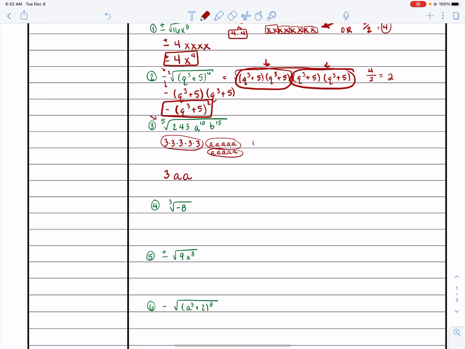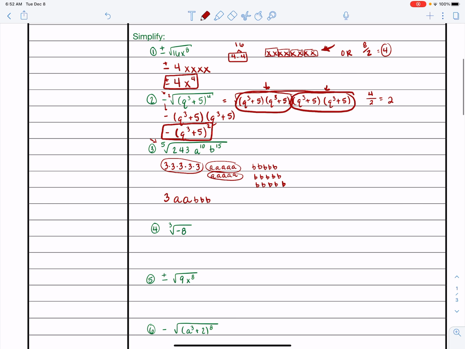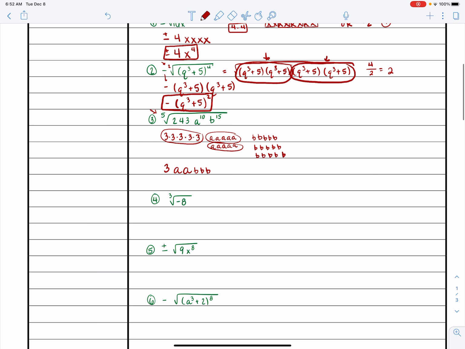Okay, so B's, I need to break them into 5s. There are 3 sets of B. So the difference between having a square root and having a 5th root: when you have a square root, you're looking for pairs of things to take them outside of your root. When you have a 5th root, you're looking for groups of 5. For every group of 5, you can take one of them out. So I had 1 group of 5 B's, 2 groups of 5 B's, 3 groups of 5 B's. So I can take 3 B's on the outside of my root. So simplified, this is 3A squared B cubed.